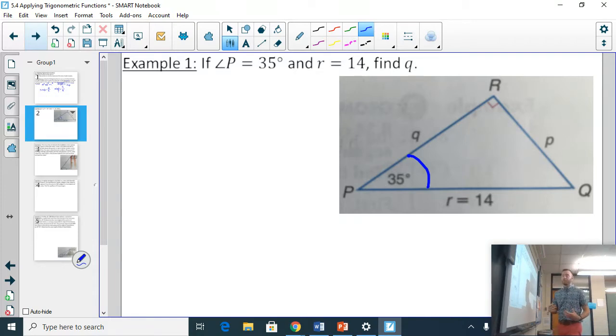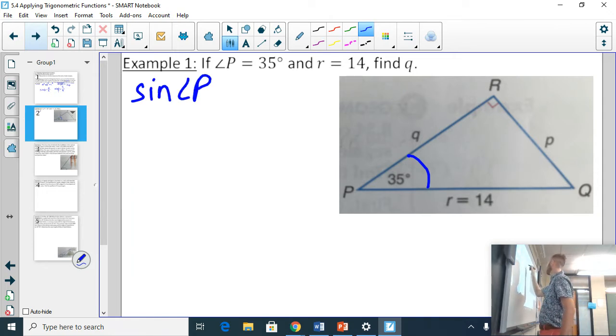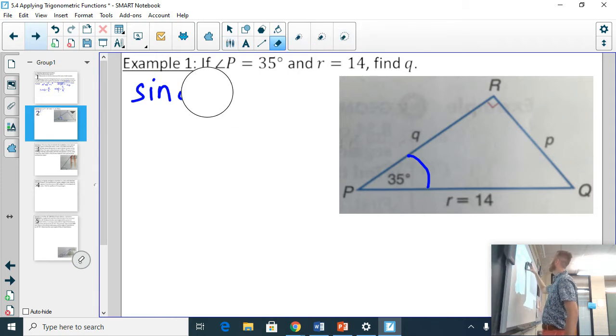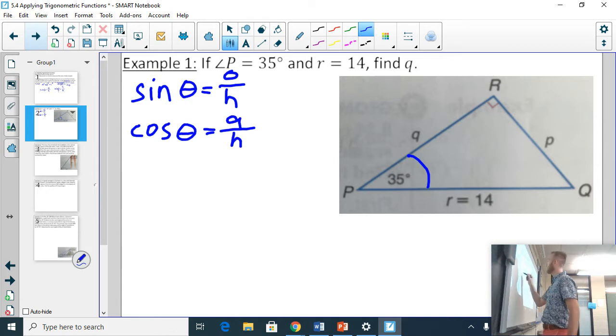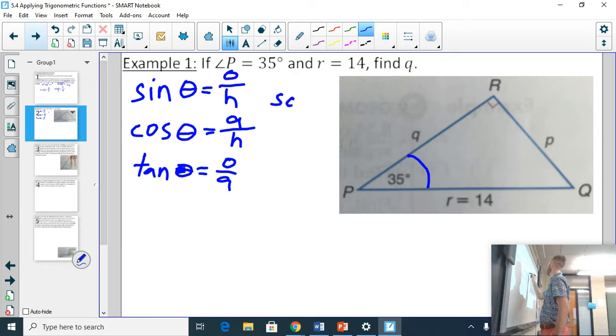And what I'm going to do for these is I'm not even going to write specifically. I'm just going to be thinking of our different trig functions, right? So we have sine is opposite over hypotenuse. We have cosine is adjacent over hypotenuse. And we have tangent of theta equals opposite over adjacent, and that's from SOHCAHTOA.